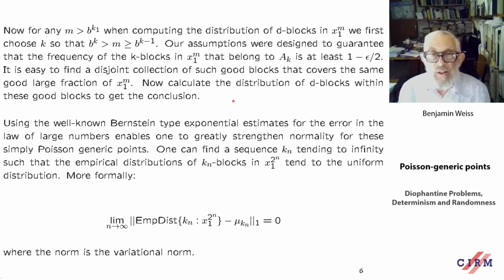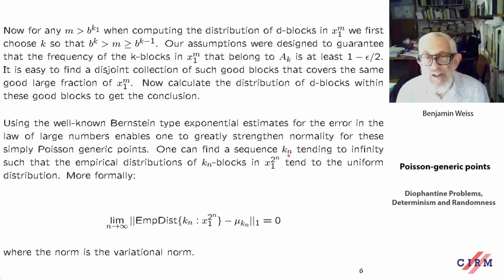So the idea is that because we know that we're covering our space with most of the m blocks, with most of these k blocks, then we automatically are getting a good distribution of the d. We are in normality. And because we're doing this in such an explicit way, there are classic estimates for the error in the law of large numbers, and you can strengthen normality for these simply Poisson-generic points.